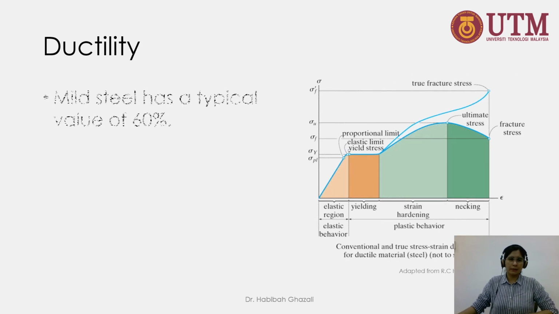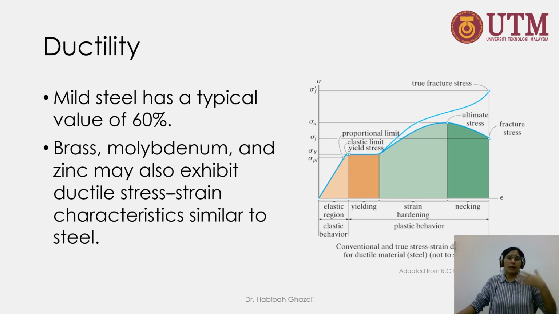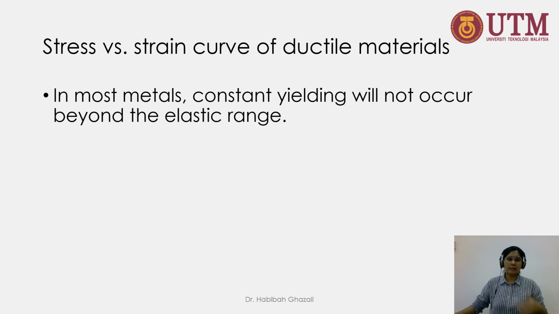A material like mild steel has a typical ductility of 60%. If we go back to the stress strain curve of mild steel, we can see there are 4 distinct regions, and a region of constant yielding here. This characteristic of the stress strain curve can also be seen in brass, molybdenum and zinc. However, not all metals will have this characteristic. In most metals, constant yielding will not occur beyond the elastic range.